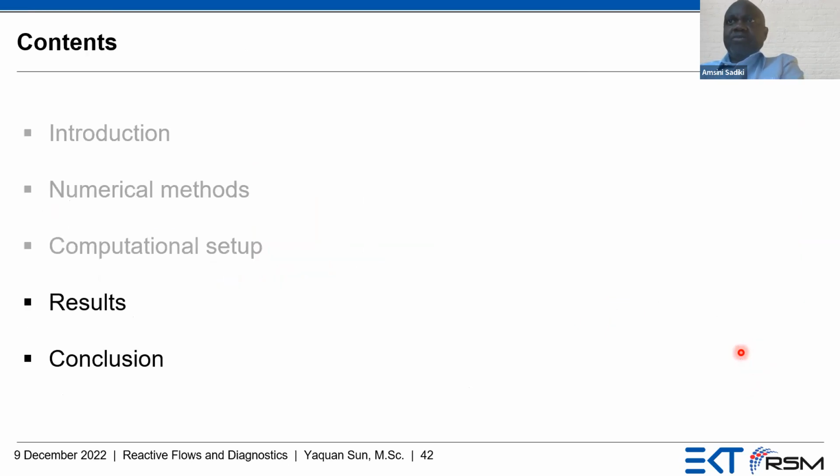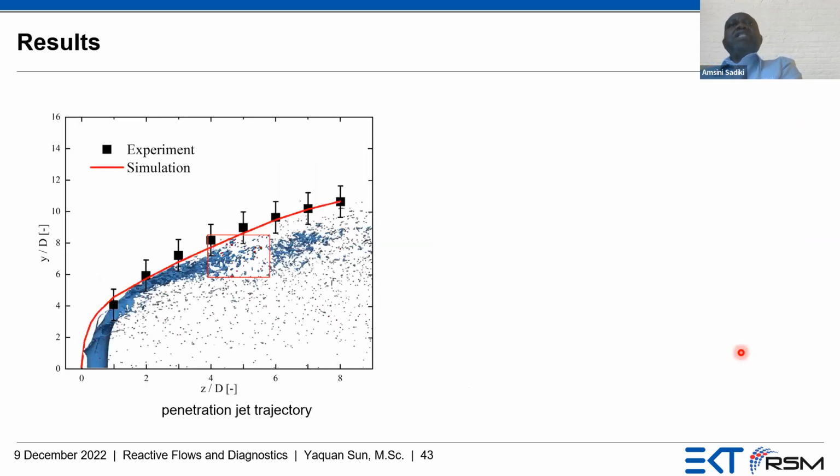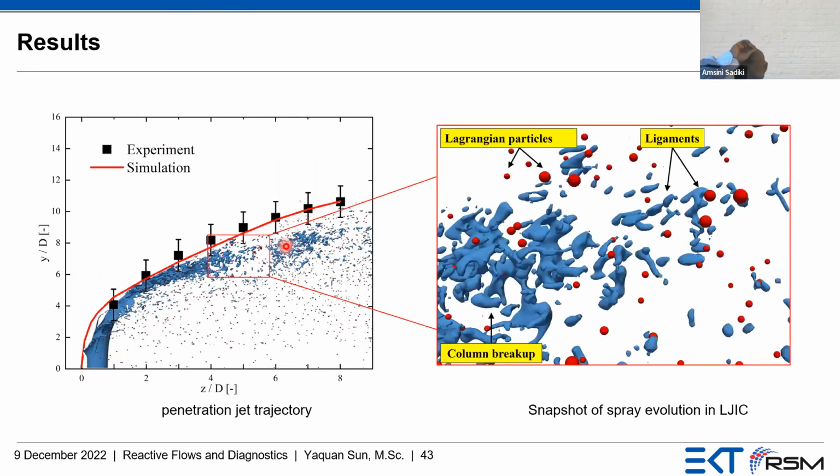The code is OpenFOAM, and it is incompressible, and this allows us to get this kind of result. First, for the penetration length, we obtain very good agreement with experimental data, and it is the trajectory of our jet. In another paper, I think we tried to compare them with different correlations derived in the literature. Zooming into this part, we see the column breakup here. We try to highlight the Lagrangian particles and also show where we have ligaments.